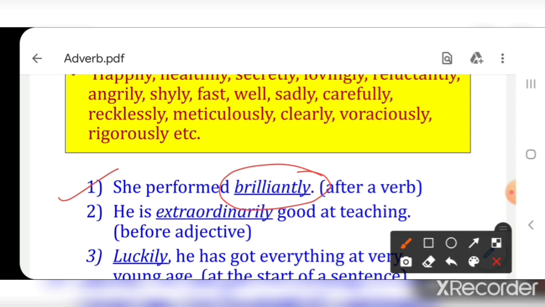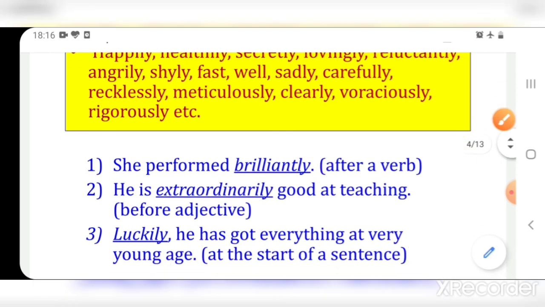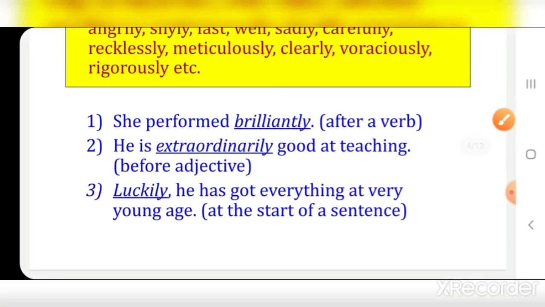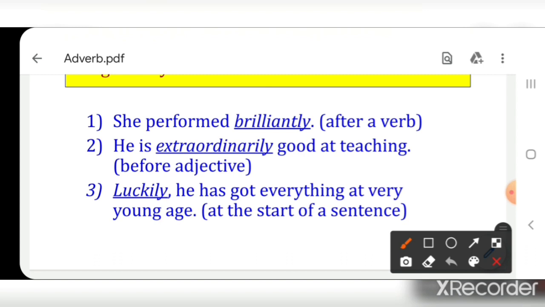Now in the bracket I have written the position of the adverb. Okay, so the word brilliantly I've used after the verb because it is describing or modifying a verb, so we have to use it after a verb. In the next example, he is extraordinarily good at teaching. Now here good is an adjective and the word extraordinarily is modifying an adjective. So I have placed it before an adjective and after a main verb.